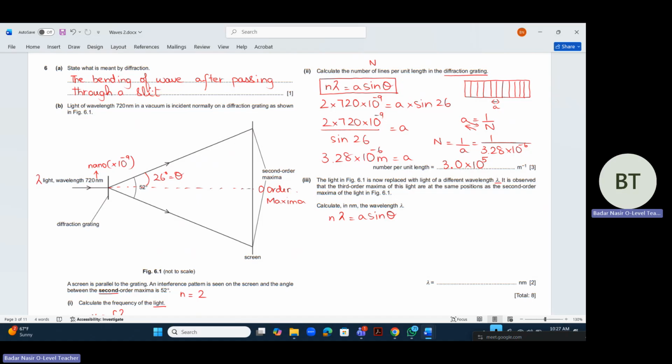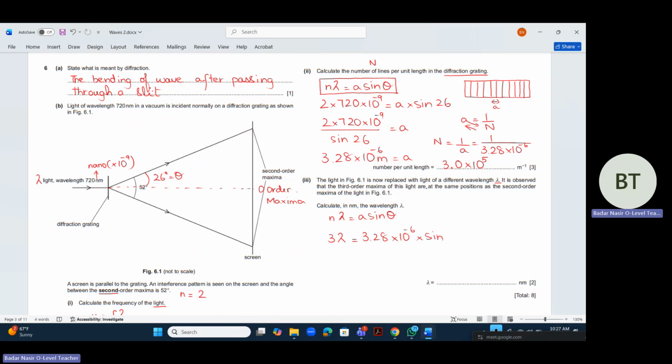N की जगह third order है तो n is 3, lambda is to be calculated. A is the slit separation. Diffraction grating की slit separation में तो कोई change नहीं है, तो पीछे हमने जो value निकाली है 3.28 into 10 की power minus 6 into sin of theta.